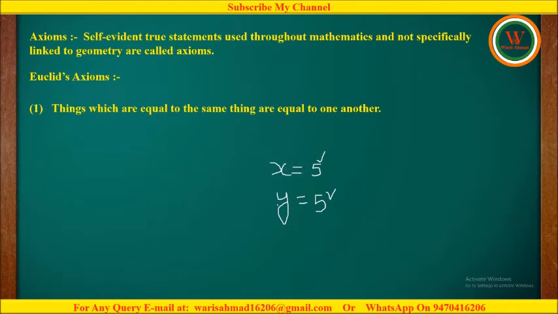Since x and y both are equal to the same thing, that is equal to 5, hence we can say that x and y both are equal. It means that x is equal to y.